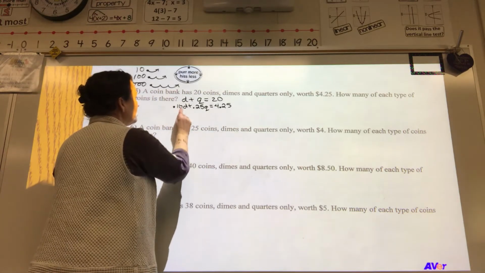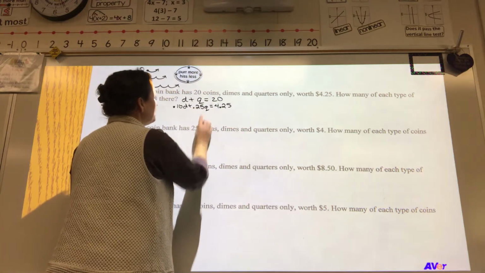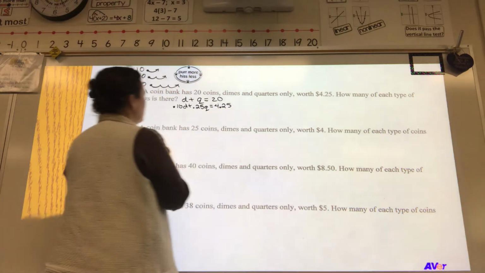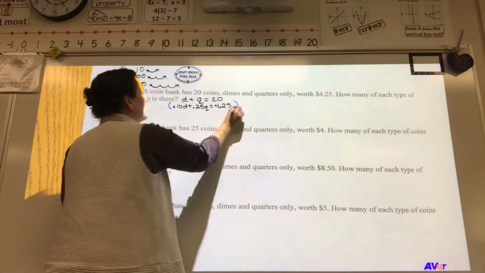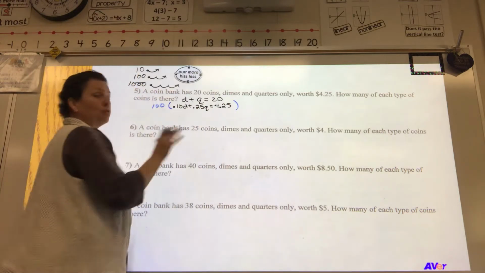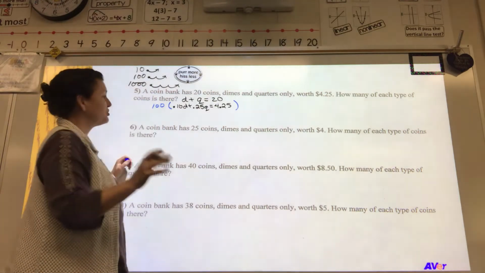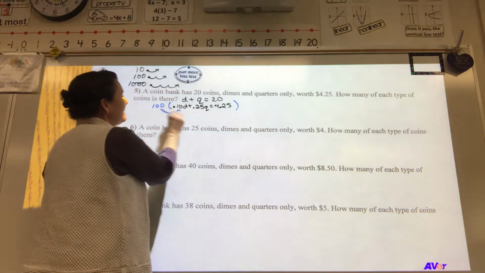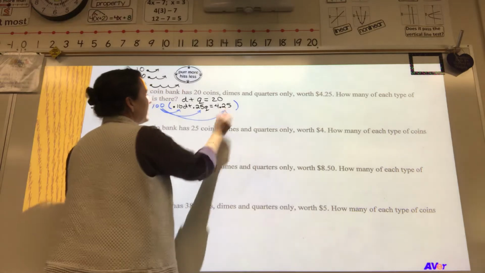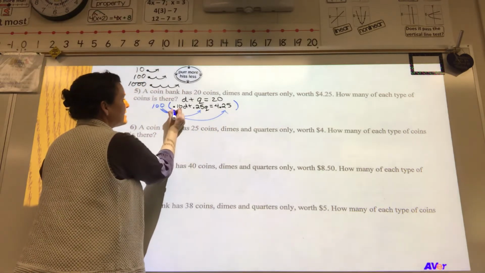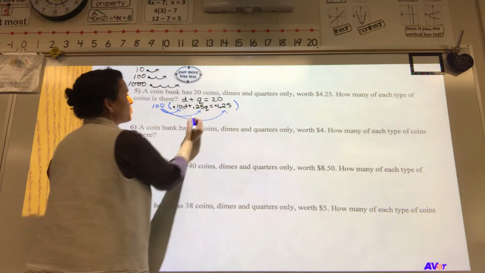100, bloop, bloop. Because whatever we do to one, we do it to the other. Now, I don't normally show this step, so don't write this down. But I'm multiplying each one of these pieces by 100, which means I grab that decimal and I move it over to the right twice.